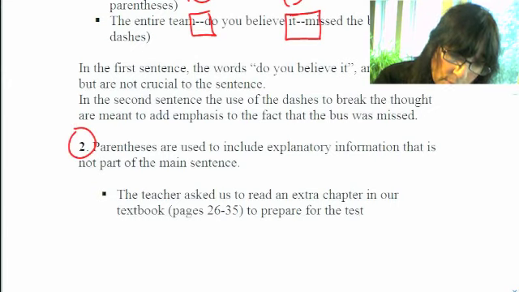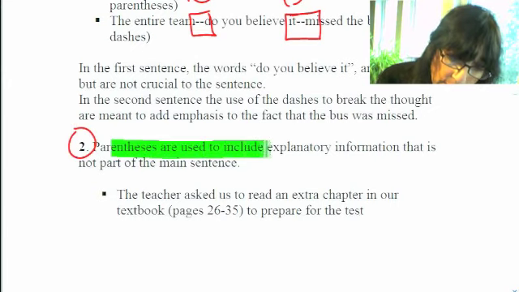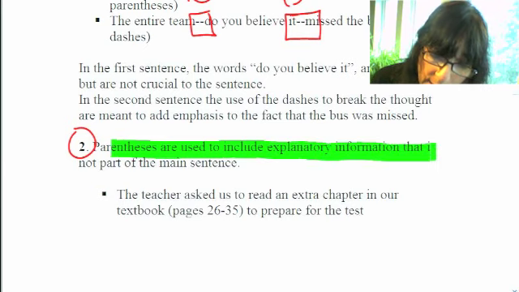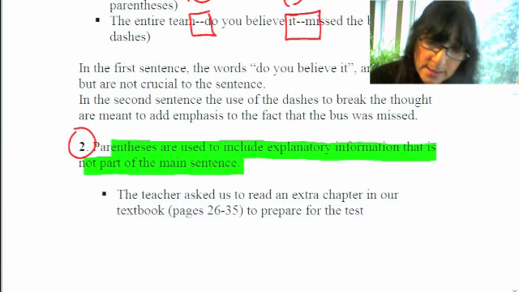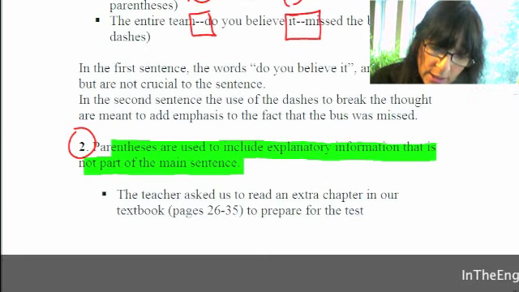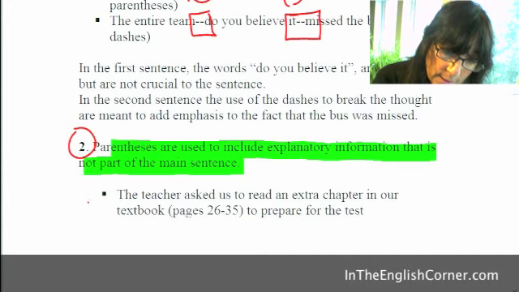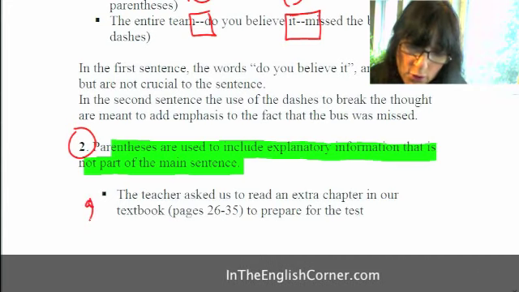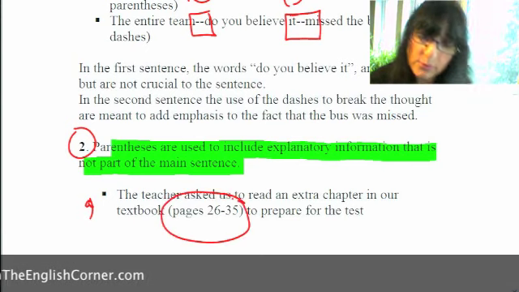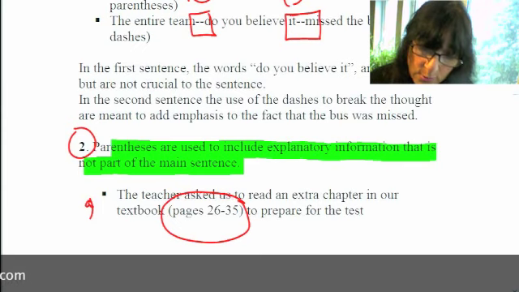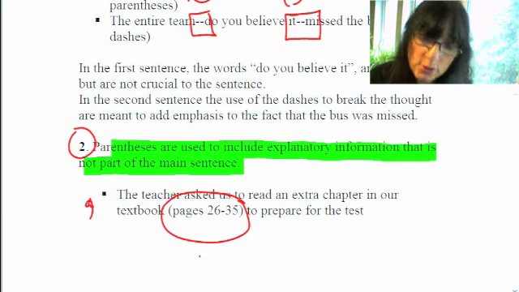Let's look at the second use of parentheses. Parentheses are used to include any explanatory information that's really not part of the main sentence. It's just a further explanation that you want to give. Let's look at one example. The teacher asked us to read an extra chapter in our textbook (pages 26 to 35) to prepare for the test. So you're just including the pages that your teacher wants you to read. It's just not crucial to the main part of the sentence, but it's explanatory extra information.